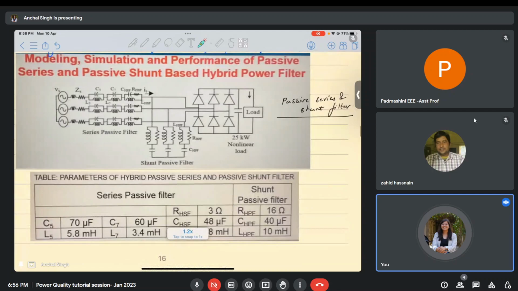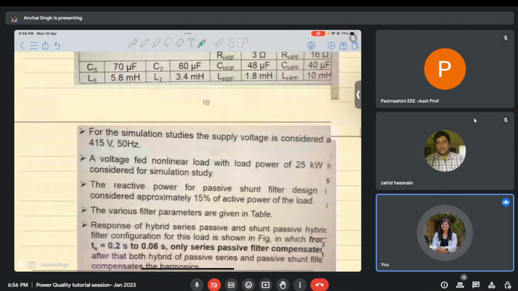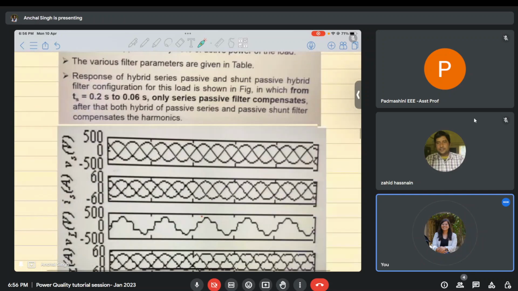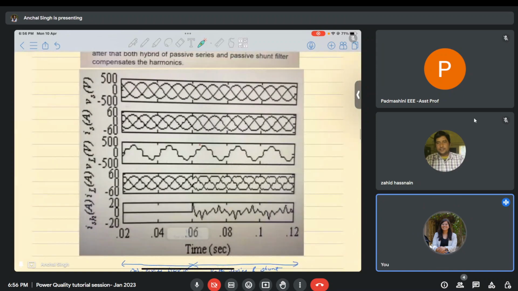If we consider this same hybrid filter, which has a passive series and passive shunt compensator along with a nonlinear load, and these are the design specifications of this hybrid power filter, then if you look at the waveform of this filter, you will observe that in the duration of 0.02 to 0.06, only the series active power filter was working. And then from the duration of 0.06 to 0.12, the hybrid power filter started working.